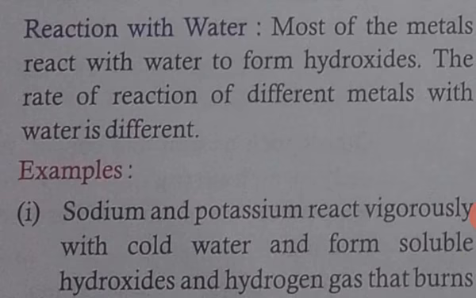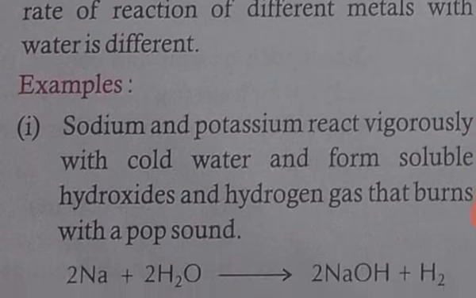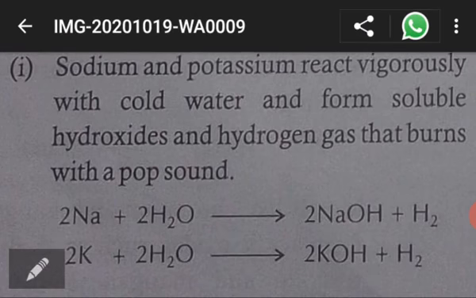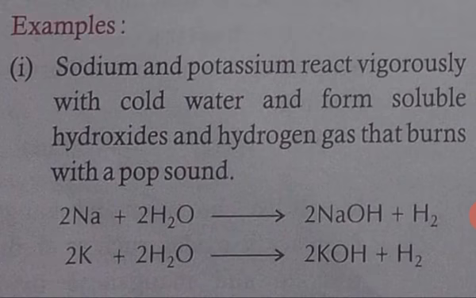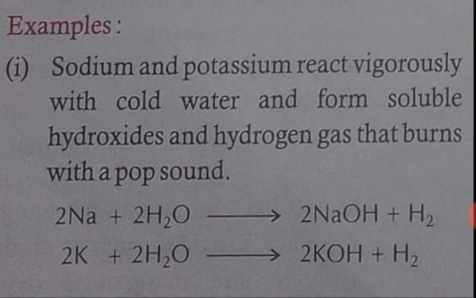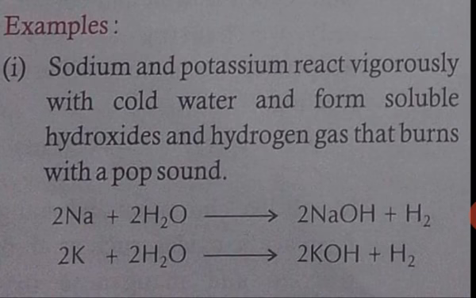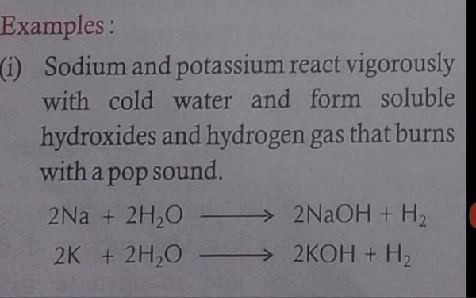Okay, and the first is 2Na plus 2H2O is equal to 2NaOH plus H2. मीन्स जब सोडियम पानी के साथ रिएक्ट करता है तो वो सोडियम हाइड्रोक्साइड बनाता है, और H2 मीन्स हाइड्रोजन गैस लिबरेट होती है. And another formula, that is 2K plus 2H2O is equal to 2KOH plus H2.